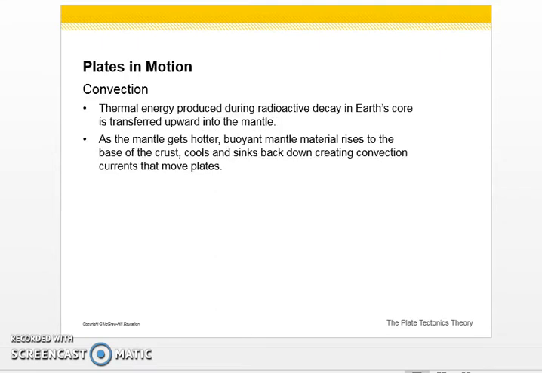So a little bit more about convection, because it is the fuel, it is the engine, it is what drives everything about plate tectonics. Thermal energy produced during radioactive decay in Earth's core is transferred up into the mantle. As the mantle gets hotter, buoyant mantle material rises to the base of the crust. It cools and then sinks back down, creating a convection current that makes plates move.